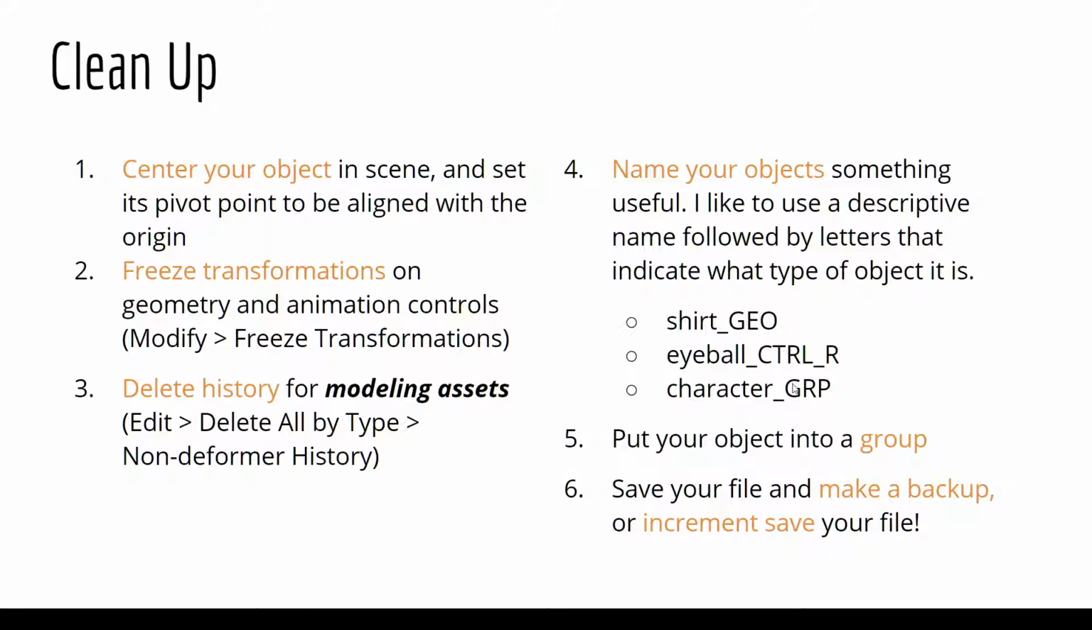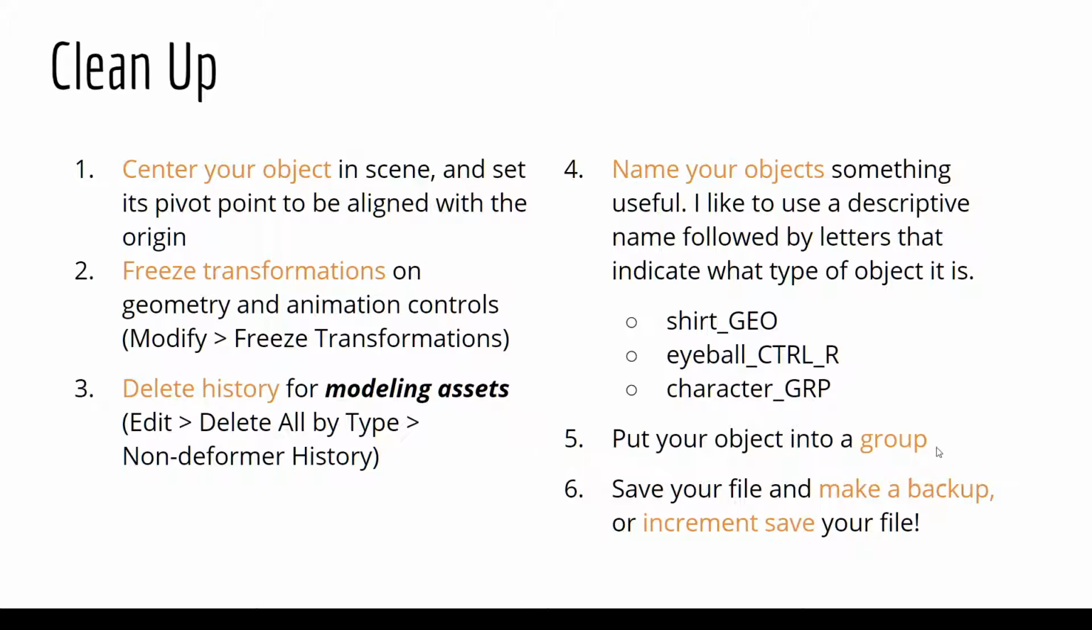CTRL maybe for control or JNT for joint. Let's see, I have two eyeballs, so I'll have a right eyeball and a left eyeball. So I'll use underscore R and underscore L to signify right and left. And then I have something like maybe a group name, like my character group. And so this makes it easy. One, it makes it easy at a glance to know what you're looking at, but two, it also gives you some advantages of selecting objects by names, or if you're going to be doing some kind of scripting, you can easily select everything that has a geo tag to it or a control tag to it, so you can do more complex operations for those.